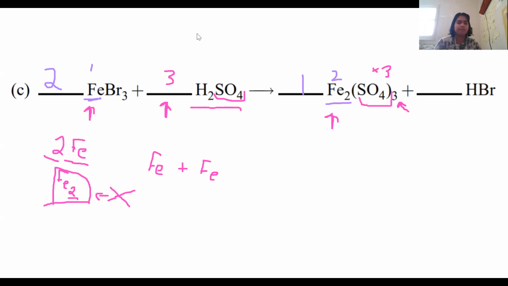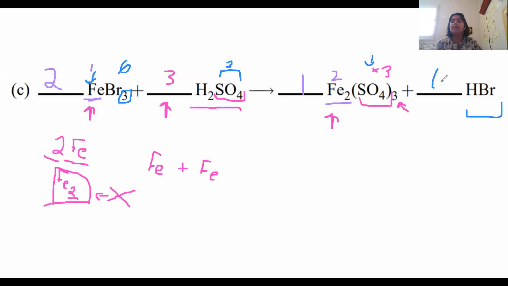Let me change my color. So what I see here is I see 3 SO4s, which is perfect because that's balanced over here. I see 2 Fe's, which is perfect. And let's take a look at this guy. We have Br3, right? So we already have 3 Br's. We multiply by 2. What do we get? We get 6. So let's go over here. So we have our 6 Br's.